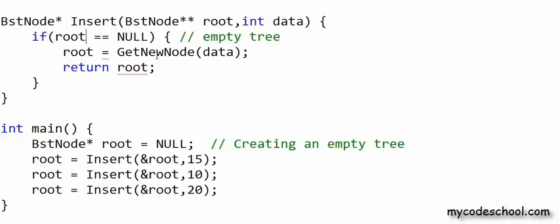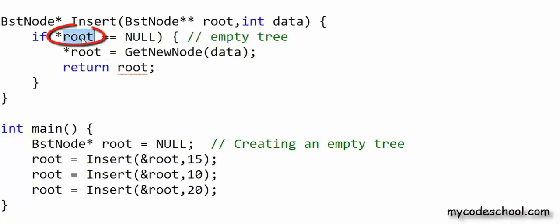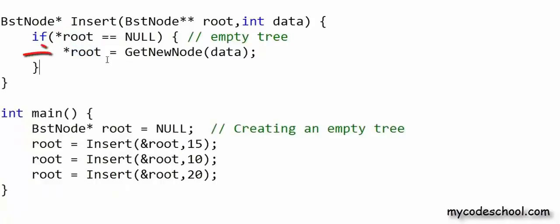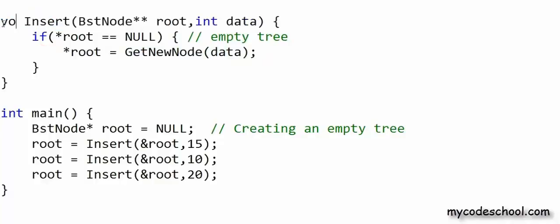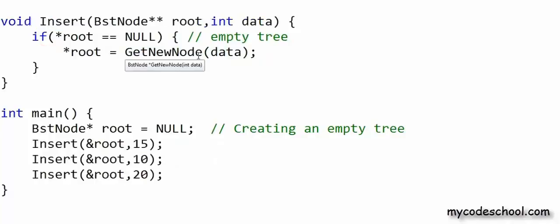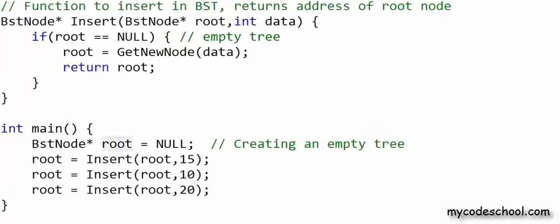Now what we need to do is dereference this using the asterisk operator to access the value in root of main, and we can also set the value in root of main. So here with this statement we are setting the value, and the return type now can be void. This pointer to pointer thing gets a little tricky. I'll go with the former approach. Actually, there is another way.